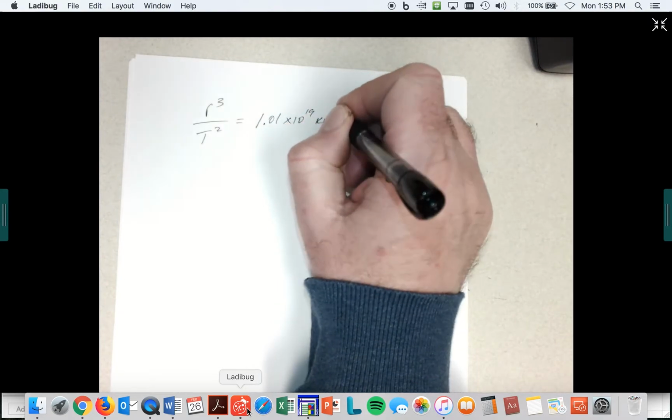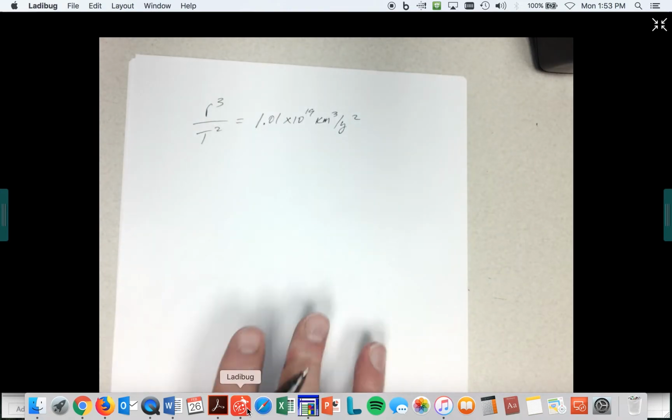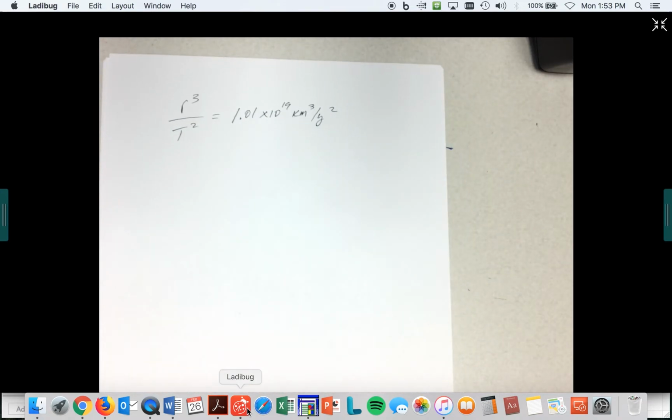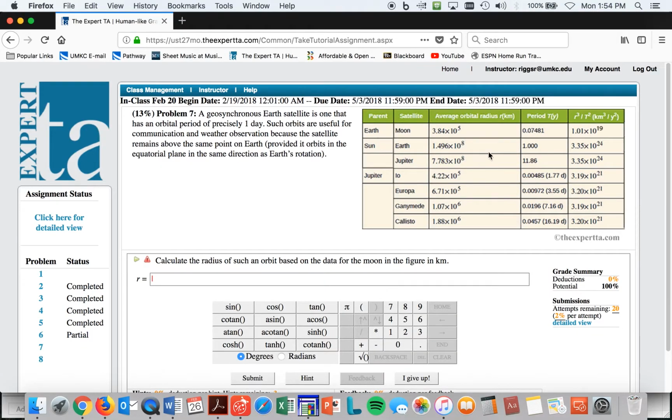Kilometers to what power? It's cubed over years squared. So that's what r cubed over t squared equals. In other words, the period of the moon is 0.074 years, which is 7% of a year, which is about 27 days. Because if I take 365, based on this table, I'm just showing you some astronomical data. This is all just general knowledge.